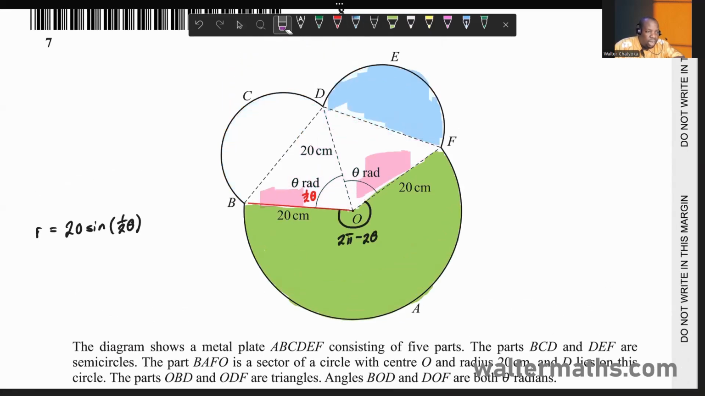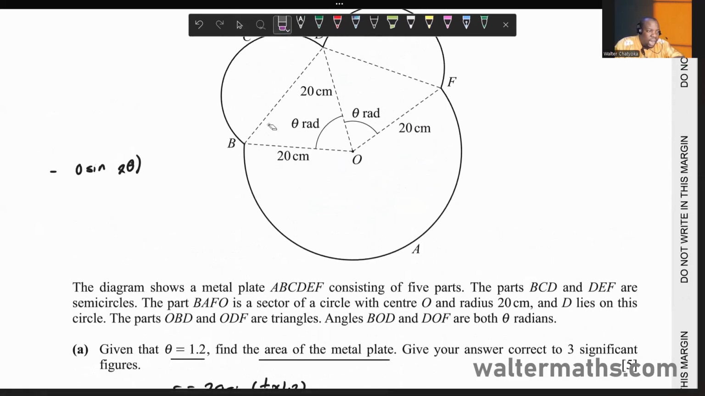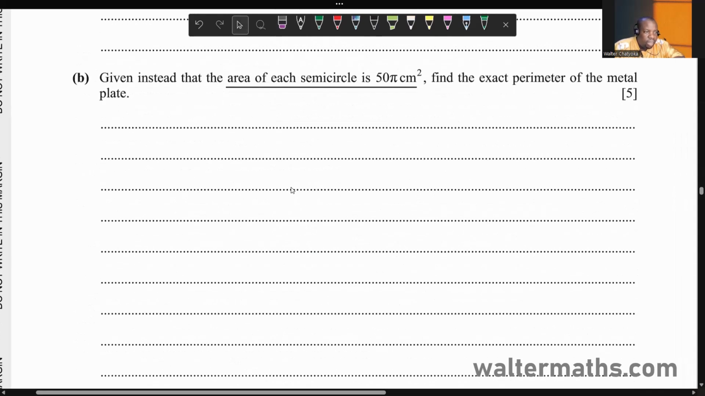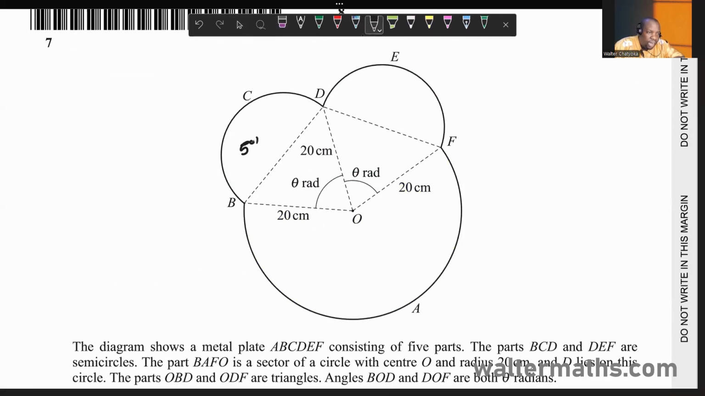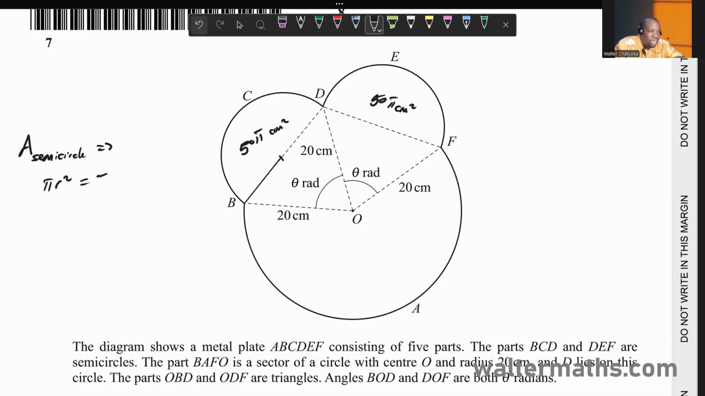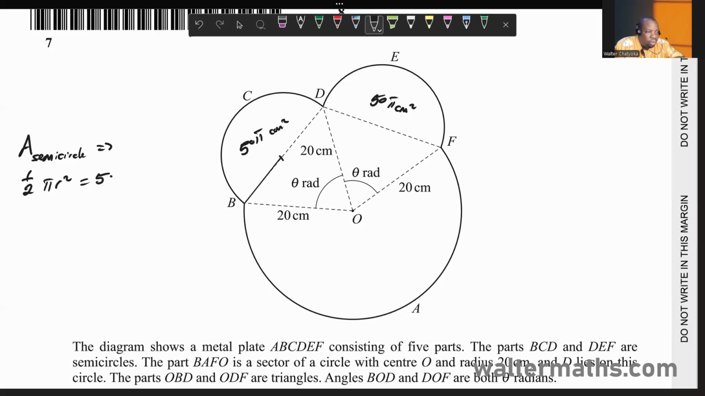I'm going to erase everything that we used in the previous one, because it's a different situation altogether. They've told us that the area of each semicircle is 50 pi. So we have an area of 50 pi square centimeters here and 50 pi square centimeters. Now if we have such an area, that means that we will also have a different radius. So we have to find what the radius is, and the area of each semicircle is found by half pi radius squared, because it's half a circle. It's equal to 50 pi.